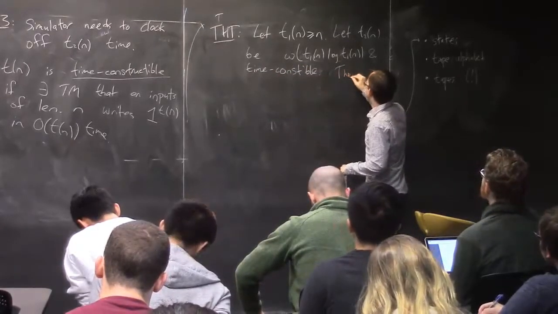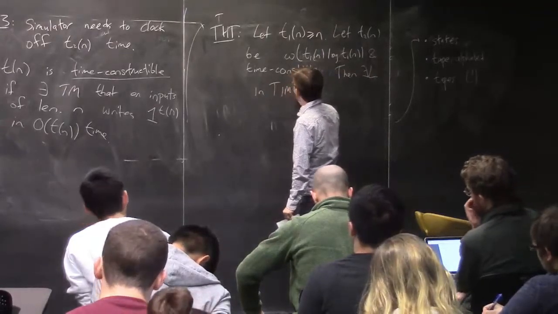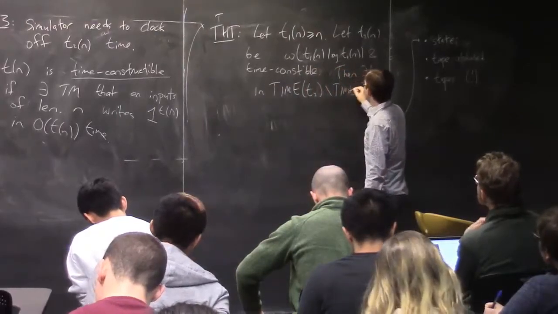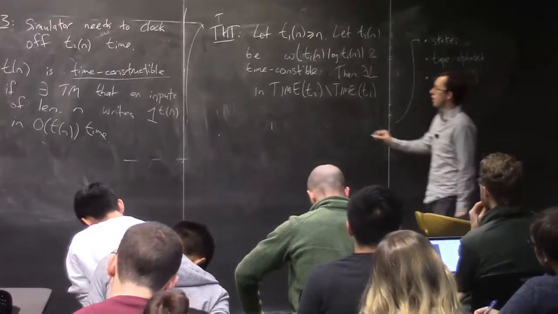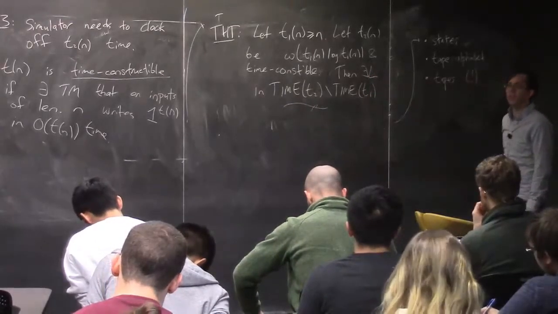Then the conclusion. Okay, so then there exists an L that's in time t2, but not time t1. Okay, so that's the official theorem. And this is the sketch of the proof.